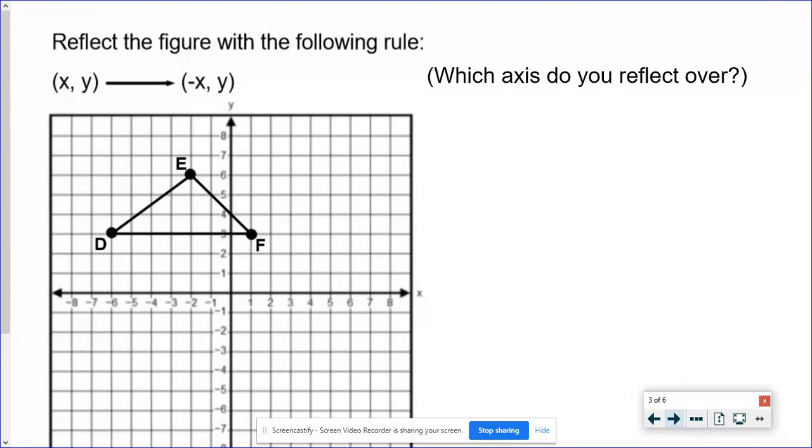This time, I've got a reflection, but I'm not just telling you which axis to reflect over. Instead, I'm giving you the rule. So this is saying that the x's are going to change signs. If the x's are changing signs, that means that it's moving left and right, because that's what x's do. So if it's moving left and right, that means that I'm reflecting over the y-axis.